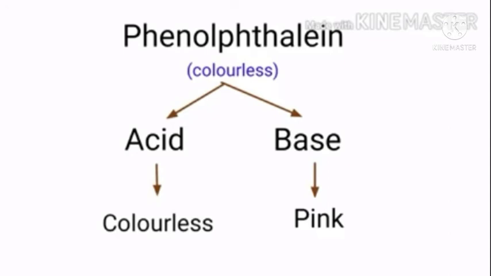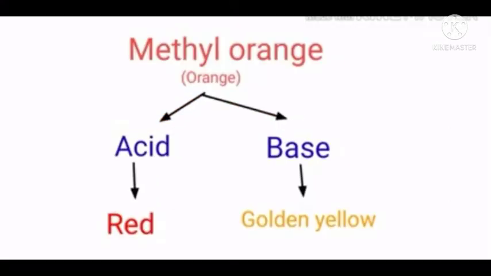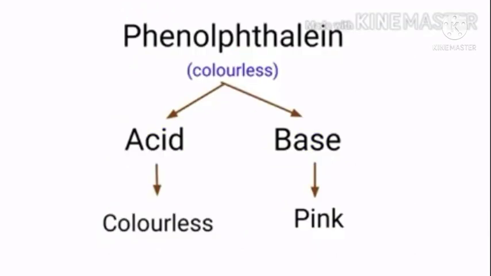Generally, we can tell like this: phenolphthalein, which is a colorless solution, remains colorless in acidic medium, but it changes into pink color in basic medium. So these are the effects of acid and base on the synthetic indicators methyl orange and phenolphthalein.